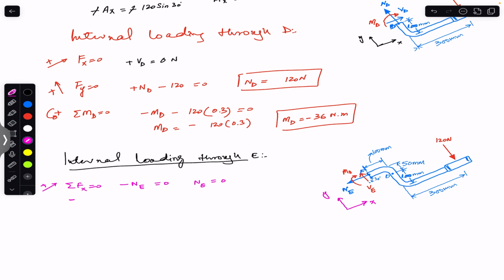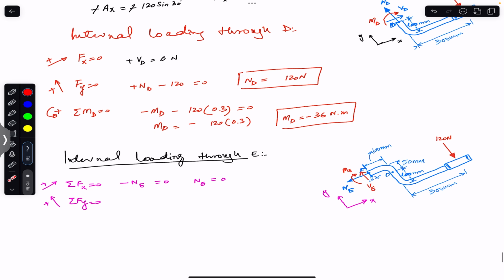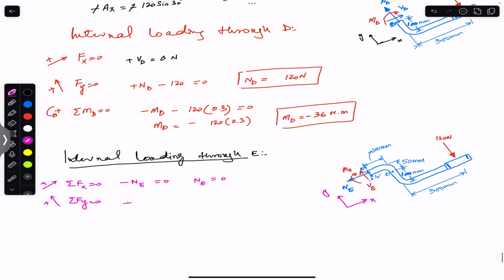And the sum of the forces in the Y must equal 0. This direction is our positive Y direction. So we have VE in the positive Y, so I will write plus VE. And this 120 Newton force is in the negative Y direction, so I will write minus 120, this is equal to 0. Now VE is equal to 120 Newton. And we got the positive sign. This means that VE is in this direction.